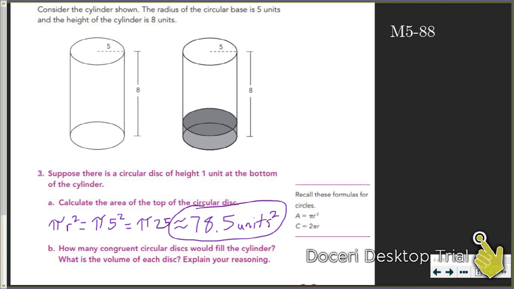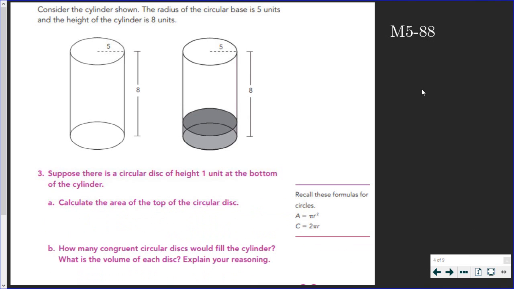So if each disc is 1 unit and the height is 8 units, well then, of course, we can fit 8 of the discs into the cylinder, because that's the height.